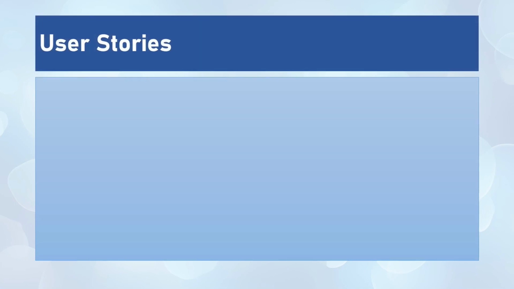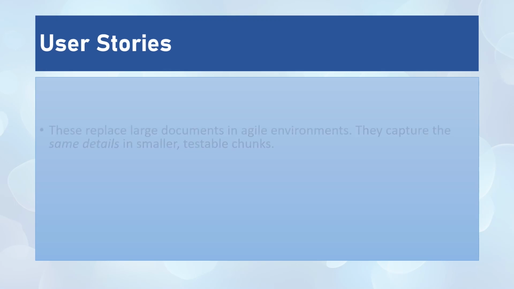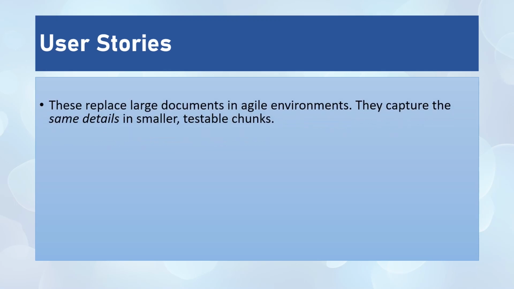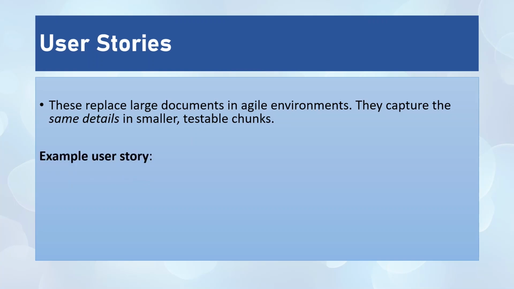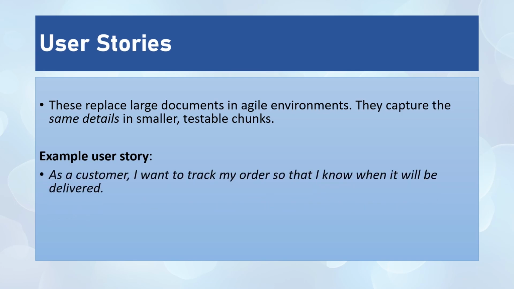Then you have the user stories, and this is used in agile environments. Essentially, user stories capture requirements in small and testable forms. They follow the syntax: as a [user], I want [goal], so that [benefit]. I believe I made a video that dives more deeply into user stories. Feel free to watch that. I'll put the link in the description. An example of a user story would be something like, as a customer, I want to track my order so that I know when it will be delivered.